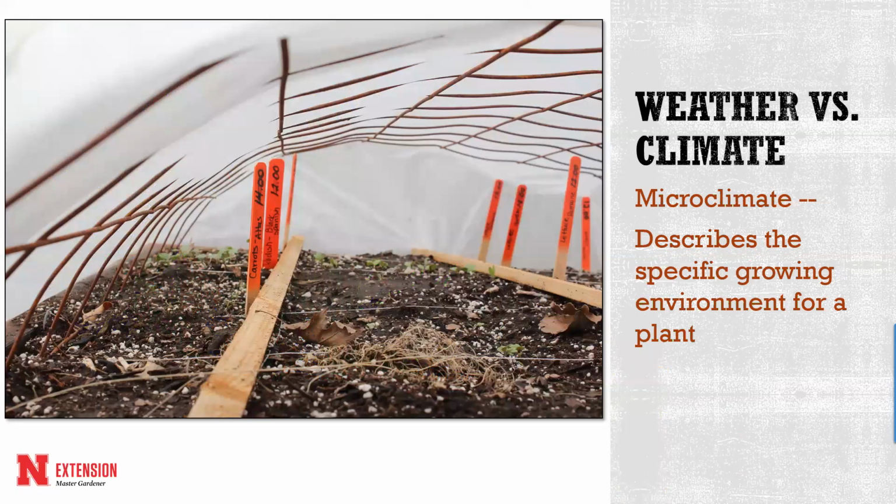A microclimate is going to describe the specific growing environment for a plant. And normally you're going to be able to manipulate those microclimates sometimes, sometimes not, but a lot of times you can manipulate them for a specific plant to grow. As you can see here in this picture, this is a little mini high tunnel or mini low tunnel that we had created in a raised bed. So we're creating a microclimate to start carrots and radishes and lettuce a little bit earlier in the season.